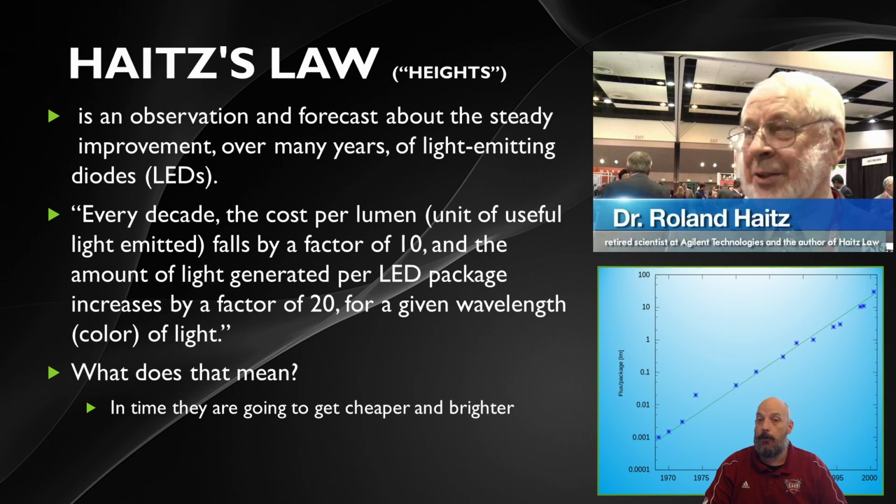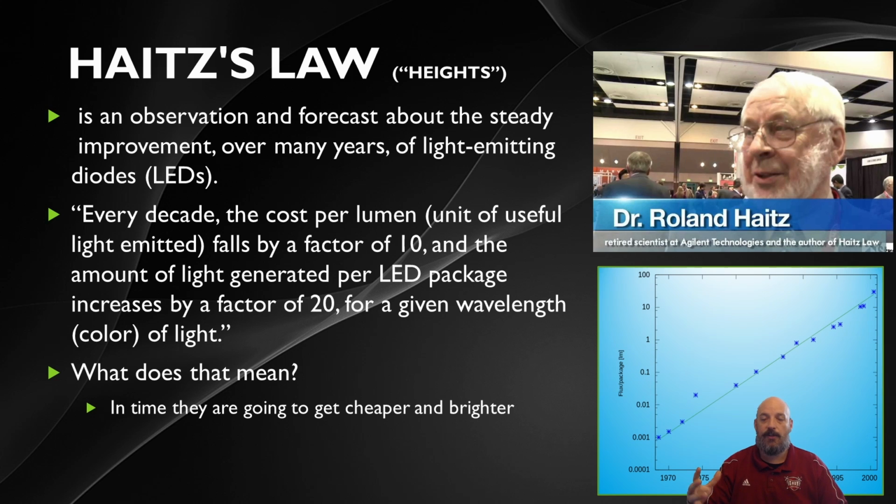The amount of light produced per LED will increase by a factor of 20 for a given wavelength, or color of light. So in a nutshell, what this law says is that over time things are going to get cheaper and they're going to get brighter. And you've probably seen this in a lot of different technologies. When large-screen TVs and LEDs first came out, they were probably in the $10,000 range for the first generation. Now you can get a large one for $100, or for the bigger ones maybe $700-800.